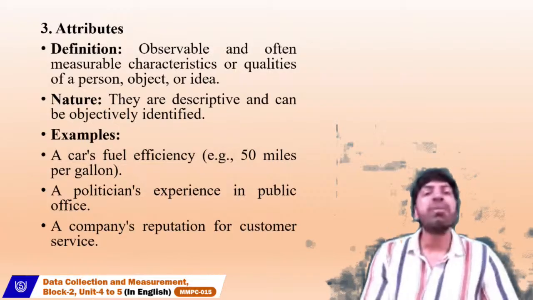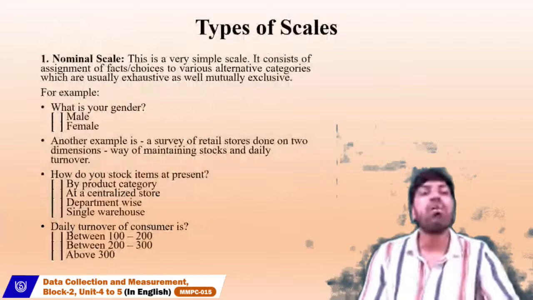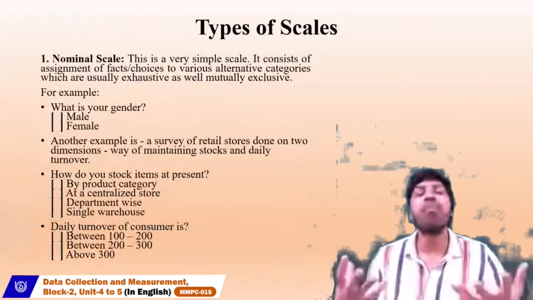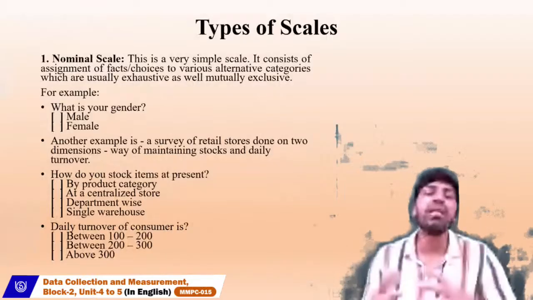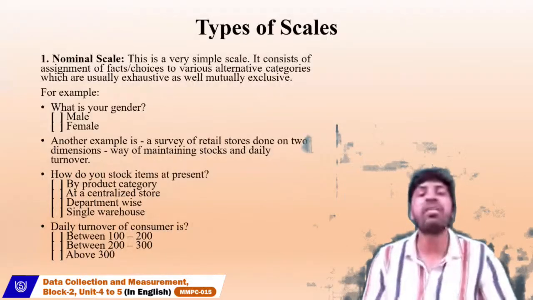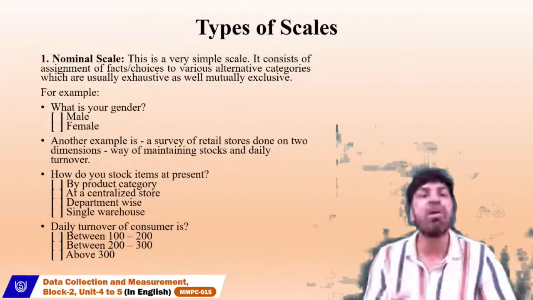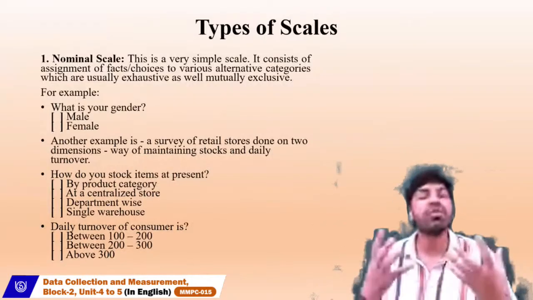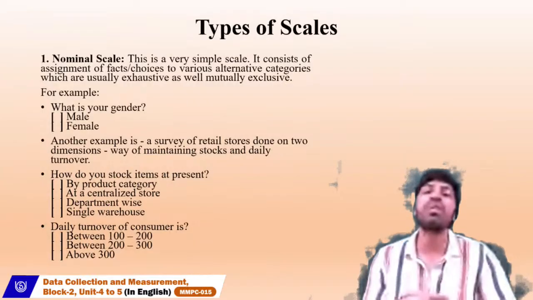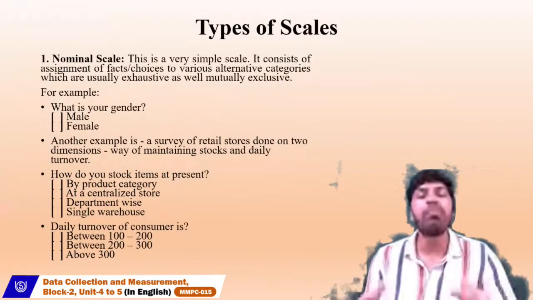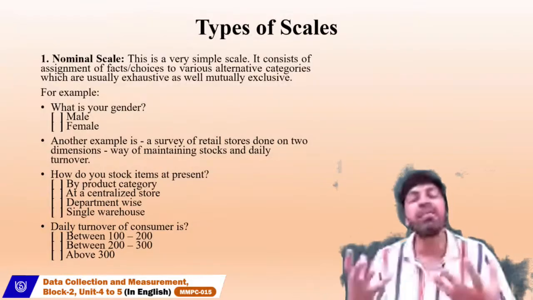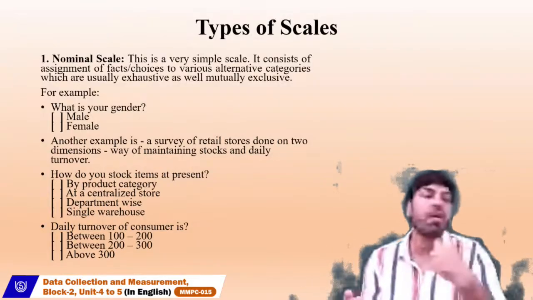Now we can come to the types of scale. The first one is the nominal scale. It is a very simple scale. It's all about the various alternative categories that we design for a set of facts or choices, which are usually mutually exclusive. For example, what is your gender? What is your monthly or annual income? And we have a set of options.